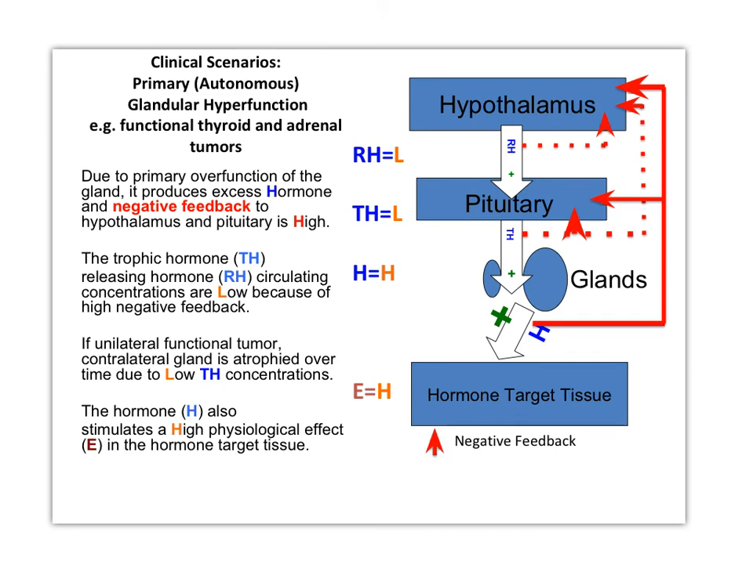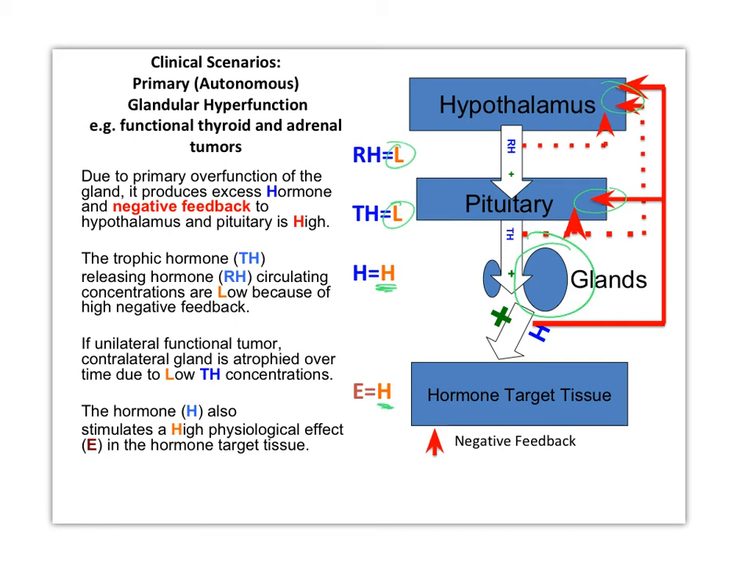Our final two scenarios, this being the first, would be hyperfunction of the gland. And we're going to talk first about autonomous or primary hyperfunction of the gland. And we see this with functional thyroid and adrenal tumors. So very clearly, the problem starts with one or both glands, usually one, growing and producing hormone in excess, and that leads to very large amounts of negative feedback at the pituitary and the hypothalamus, and therefore low releasing hormone and low trophic hormone with high endogenous hormones and of course high effect.